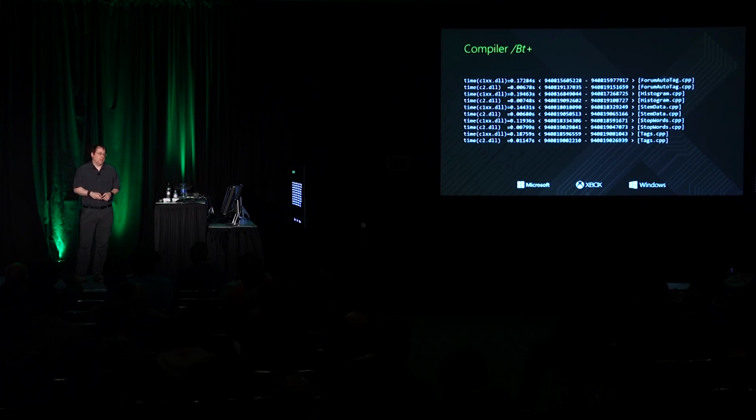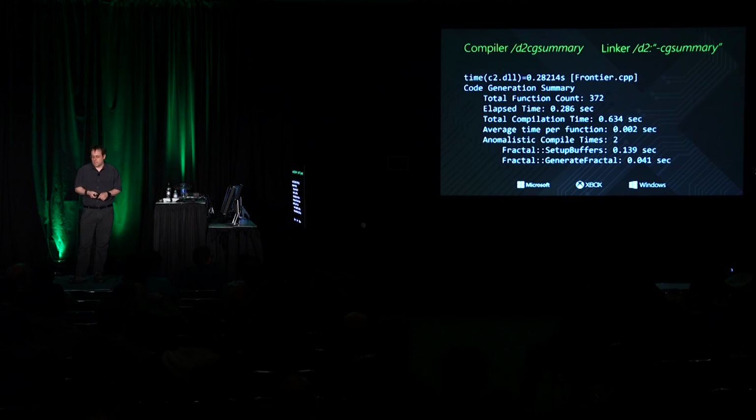/Bt+ on the compiler gives you the amount of time for every source file in each step. This is the front end, C1XX. You can see how much time I've spent on each source file. C2, or the back end, this is the code generation, how much time is being spent on each file. If you're doing link time code generation, this is pushed all the way to the end. The linker itself is calling C2 as opposed to the compiler.